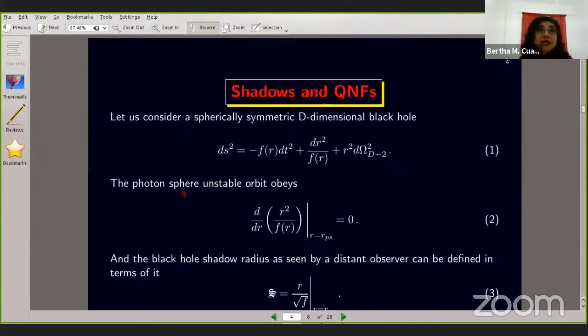The shadow basically is a dark disk whose boundary corresponds to light rays that asymptotically approach the photosphere. So this shadow radius, as seen by a distant observer, can be defined in this way. This R over the square root of the metric function, evaluated at the photosphere radius.